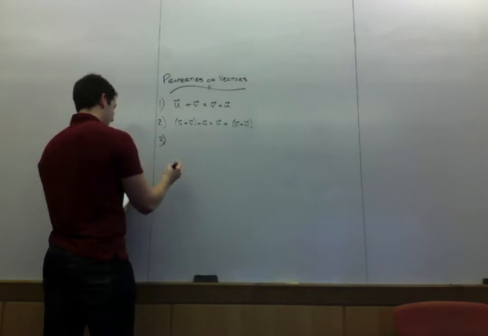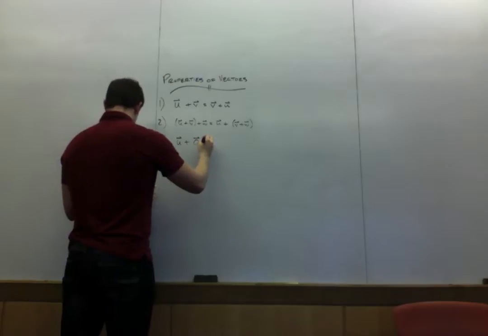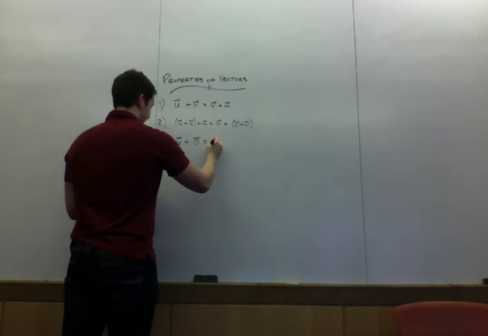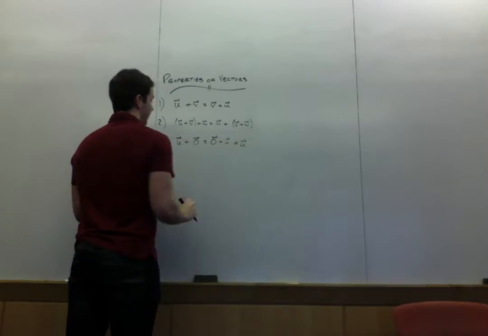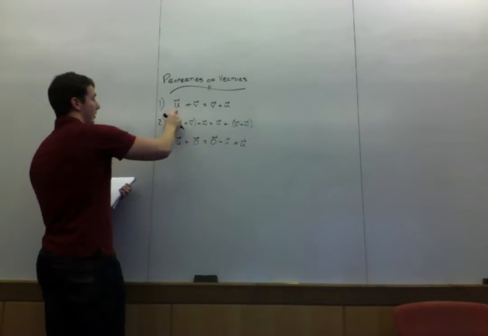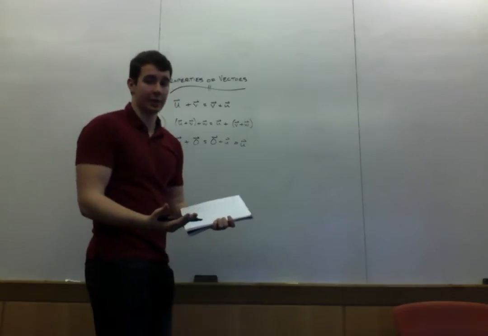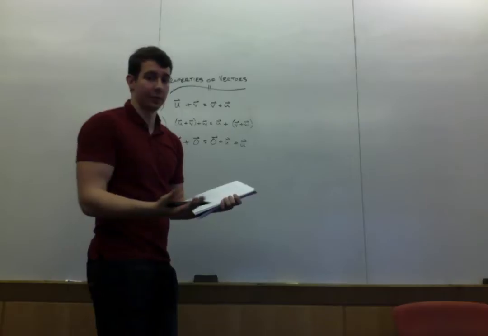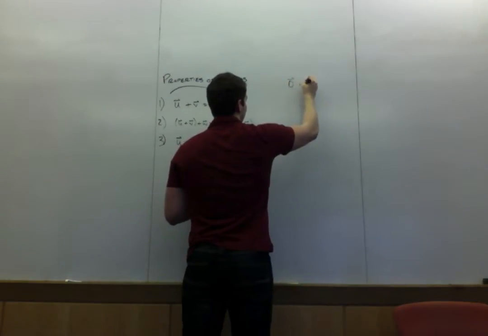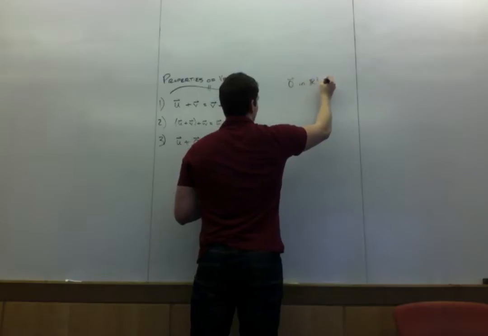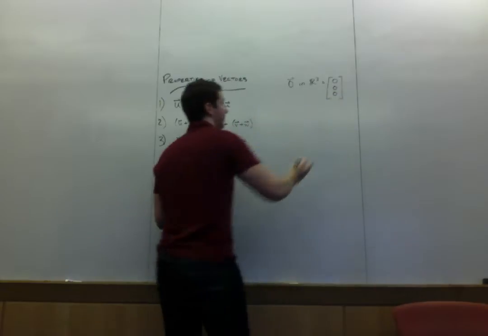Property 3: u plus the 0 vector equals the 0 vector plus u, which is simply u. So we see a reiteration of property 1. The 0 vector is simply a vector of whatever dimension you're working in, completely filled with zeros. So say the 0 vector in R3 is simply 0, 0, 0.